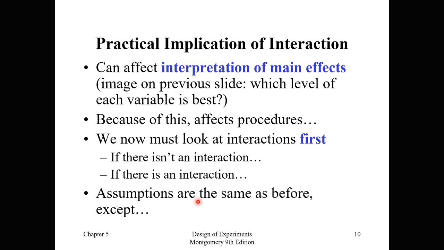Our assumptions are the same as before, but if we choose not to include it, we're adding an additional assumption that the interaction is 0. And again, that can affect model fit, just like if we include a wrong variable or fail to include a useful variable. If we fail to include an interaction term that actually really needs to be in there, that's going to impact model fit.